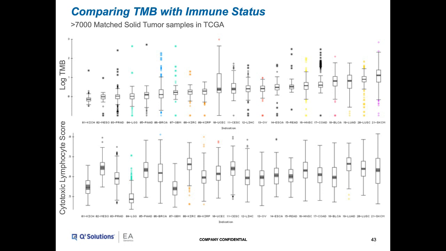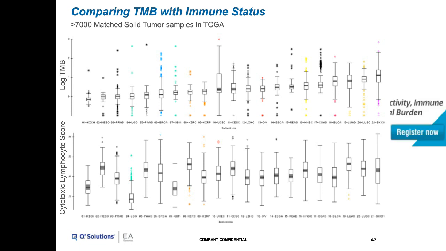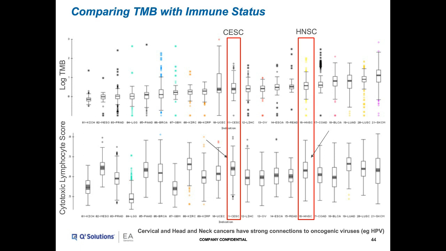So here I'm actually showing you, more or less cancer by cancer, the ordered mutational burden that you just saw previously on the top part, and I'm showing you the equivalent of the cytotoxic lymphocyte score for that cancer on the bottom. And there are some notable discrepancies that come up. So for example, cervical cancer and head and neck cancer often have higher cytotoxic lymphocyte activity than what would be suggested by a mutational burden.